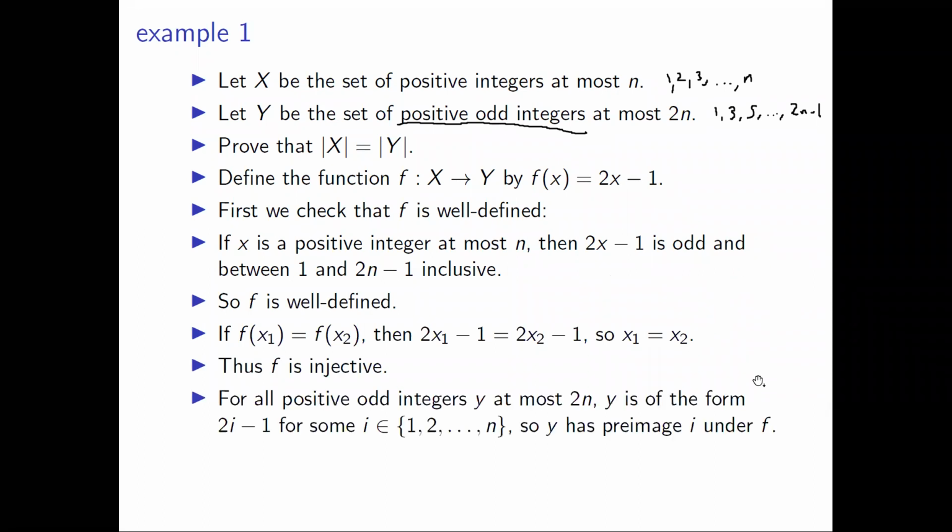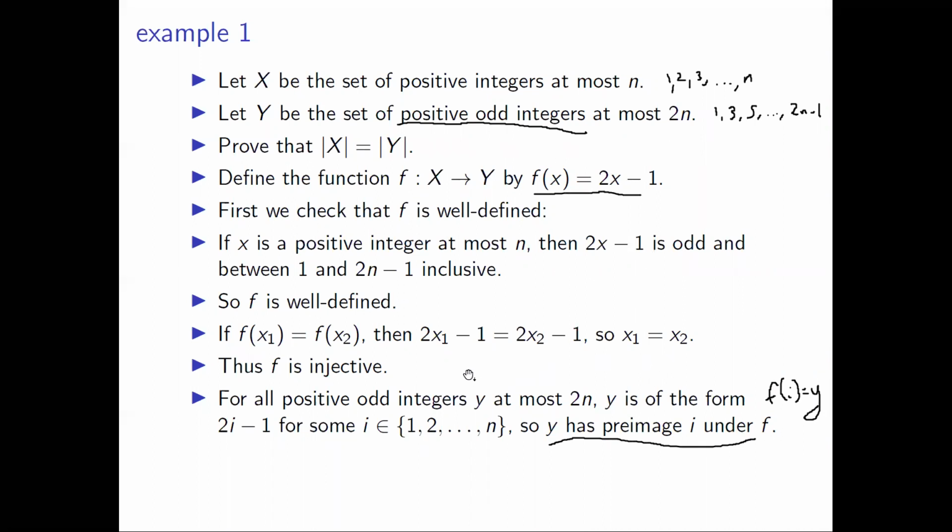And for surjectivity, we need to choose an arbitrary element of big Y. So we'll consider some positive odd integer that's at most 2n. We'll call it little y. And if it's a positive odd integer at most 2n, we can say that it is of the form 2i minus 1 for some i, which is an element of the set 1, 2 up to n. And if y equals 2i minus 1, then that means that y has the preimage i under f. In other words, what we're saying here is that f of i equals y. Because y equals 2i minus 1, and we know f of i by definition is 2i minus 1.